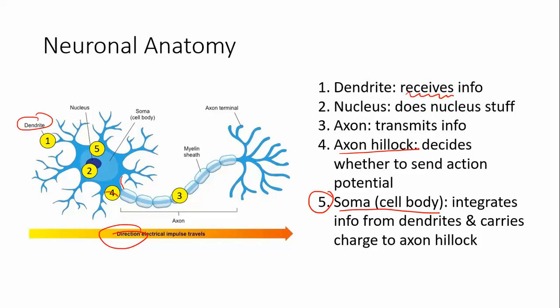If it does decide to send off a message, it's going to send off a message along a usually fairly long projection called the axon. Now, depending on what the next neuron or organ or cell in the chain is, this axon can be either very short, a few millimeters, or it can be very long.